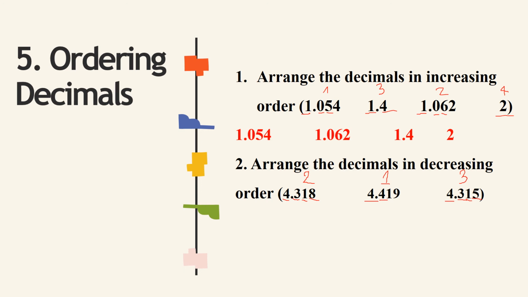So the second number is 4.318 and the last one will be 4.305.